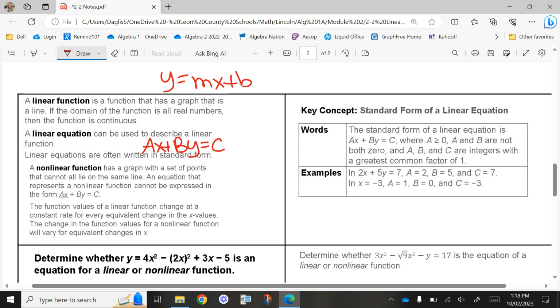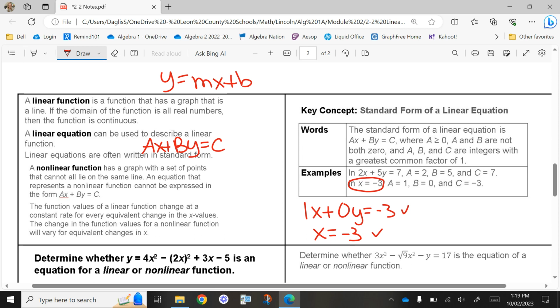There's an example over here where it says x equals -3. That's okay. That's like saying 1x plus 0y equals -3, which is the same thing as saying x equals -3. That would be a line. I still have just an x with no exponent. Does that make sense? Sometimes you'll see all three pieces, and sometimes something might be missing, but that's okay. That just means there's a 0 in its spot.